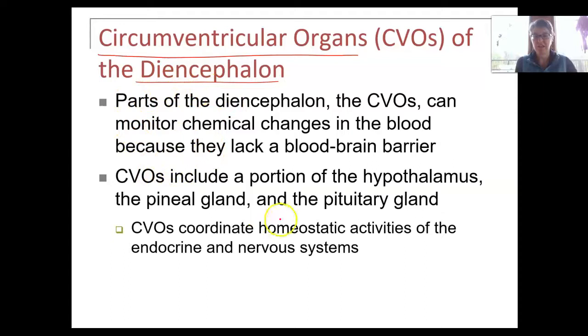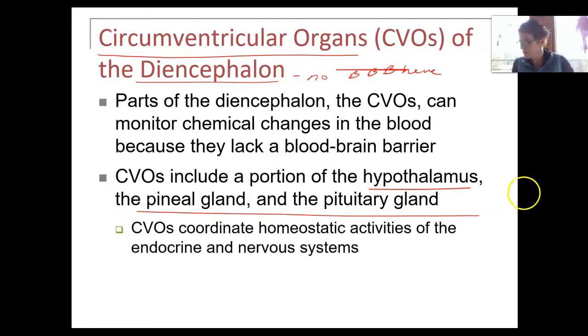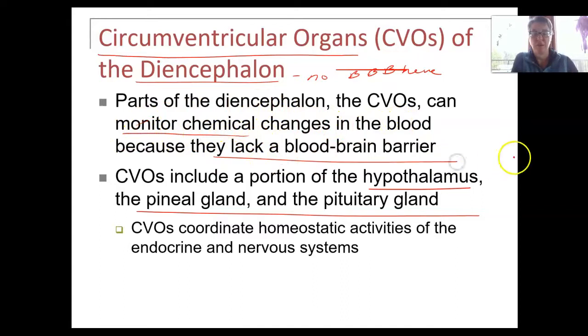They're associated with the diencephalon, and there's no blood-brain barrier. So it has to do with part of the hypothalamus, where it's very thin, the pineal and the pituitary gland. And that is all I say. So parts of it can monitor chemical changes because they lack a blood-brain barrier. So this is the part of the hypothalamus. So there's overlap, right? It's not a separate entity. This is where the monitoring is happening to then initiate a response, or the hypothalamus.